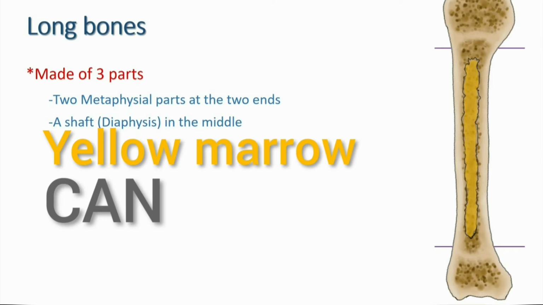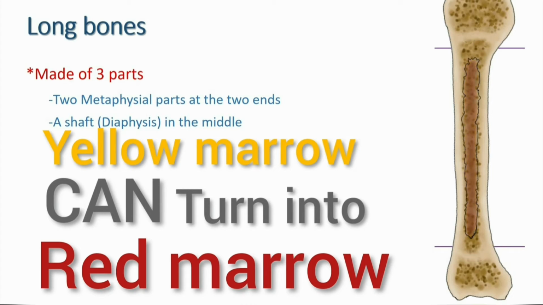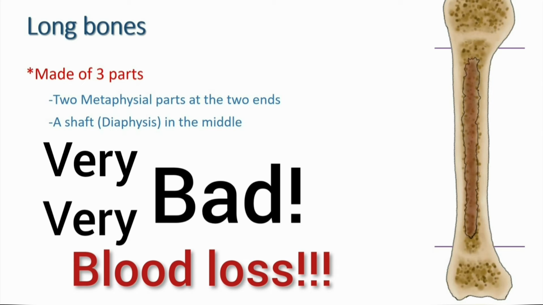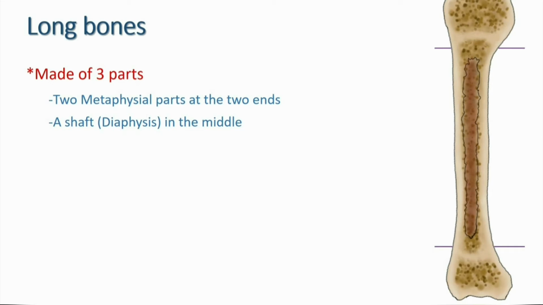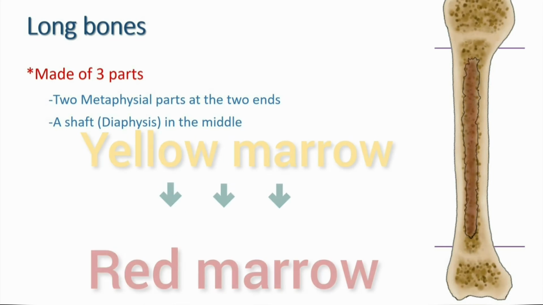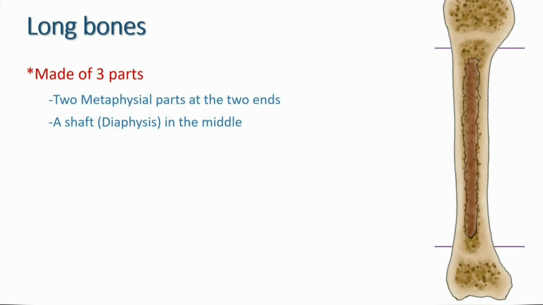However, yellow marrow can turn into red marrow in some specific conditions. For example, in case of blood loss, and by that I mean a very bad kind of blood loss, the body needs to make a lot of blood to replace the lost blood in order to survive. Now, the red marrow alone can't make that much blood. So yellow marrow turns into red marrow to help the body replace the blood faster. Now, this is a rare situation and may never happen. So the marrow inside the medullary cavity usually stays yellow.